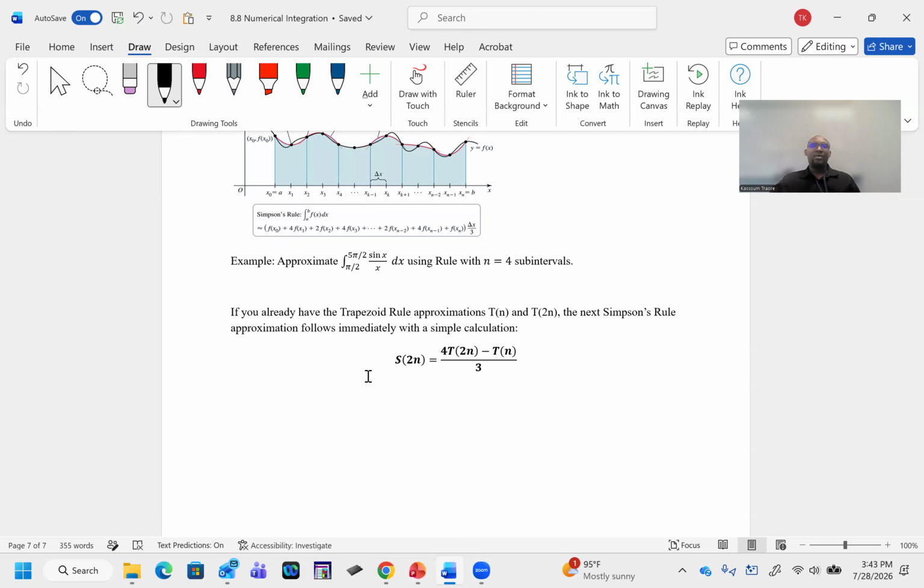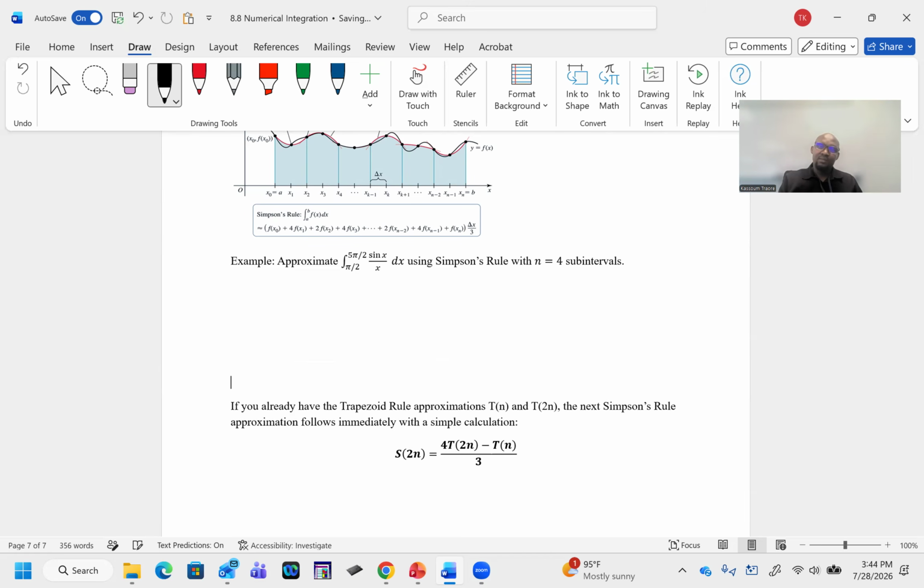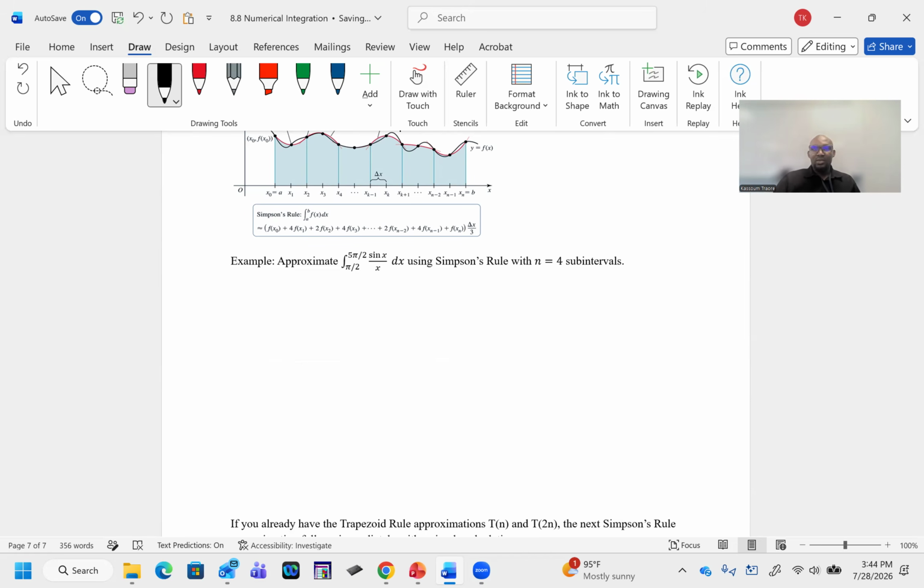Example: approximate the integral from pi divided by 2 to 5 pi over 2 of sine x divided by x dx using the Simpson rule with n equal to 4 subintervals. So again, this is the solution.